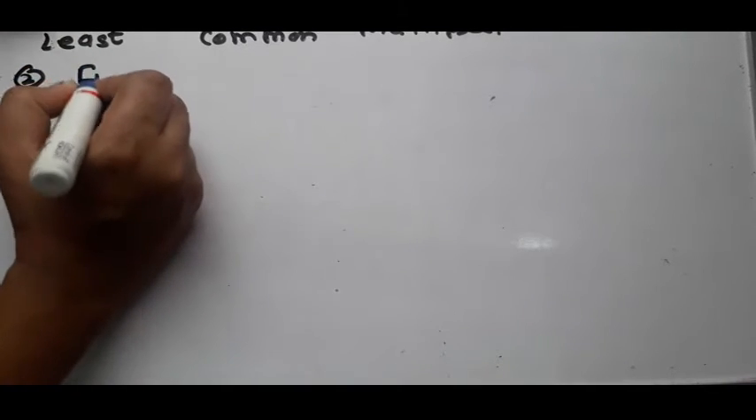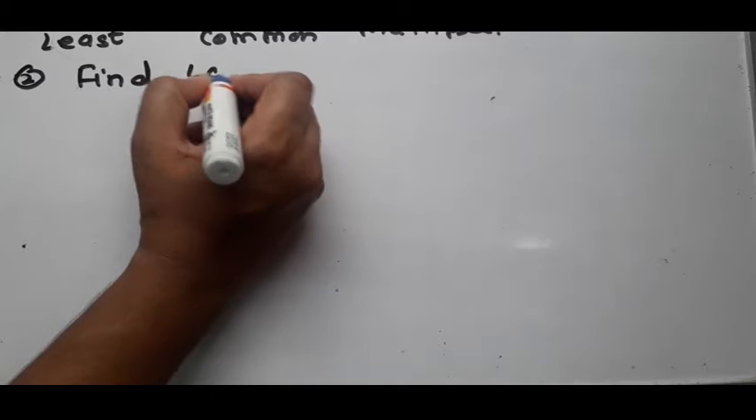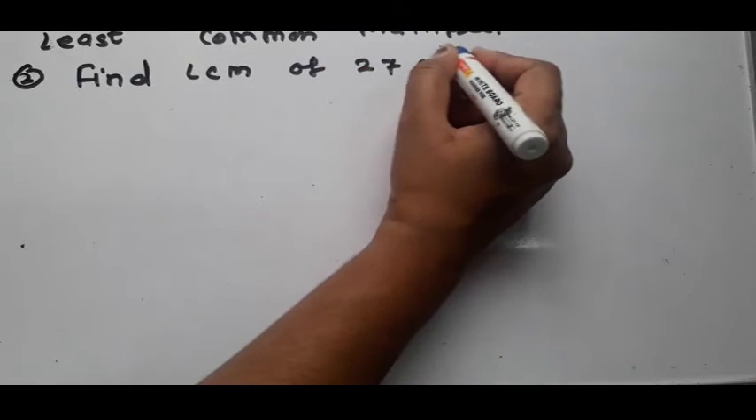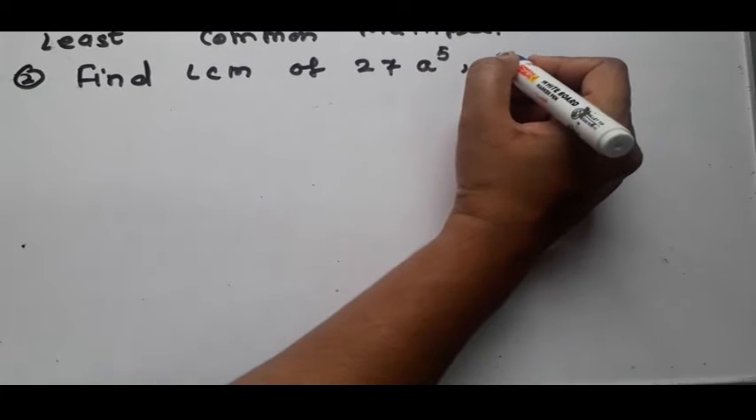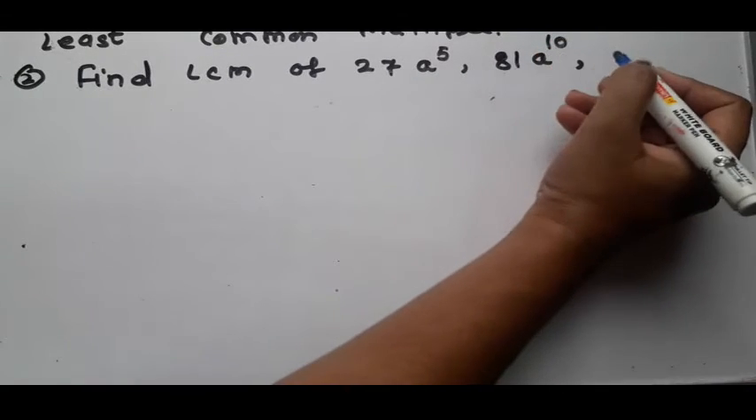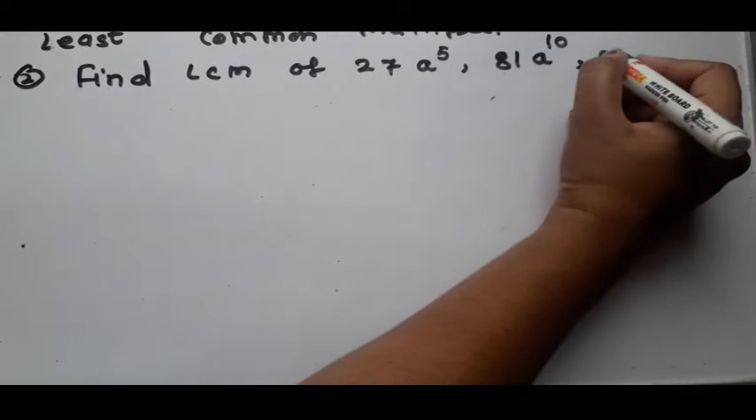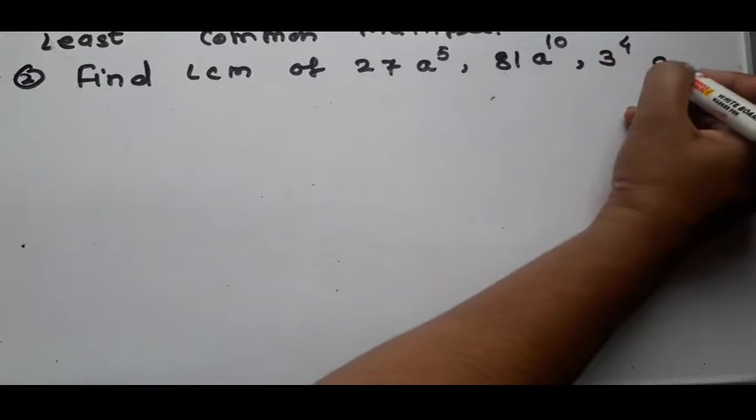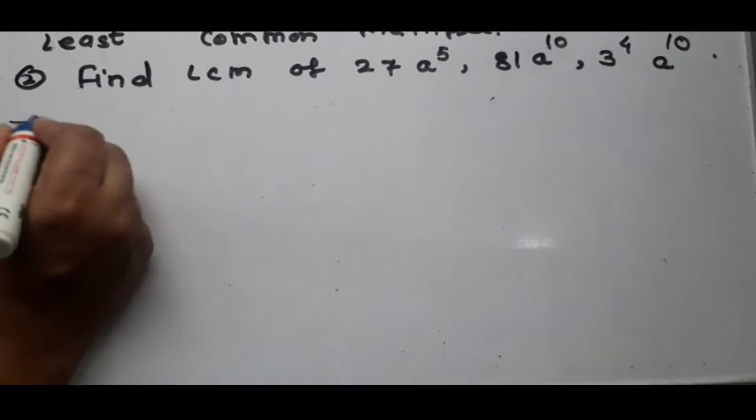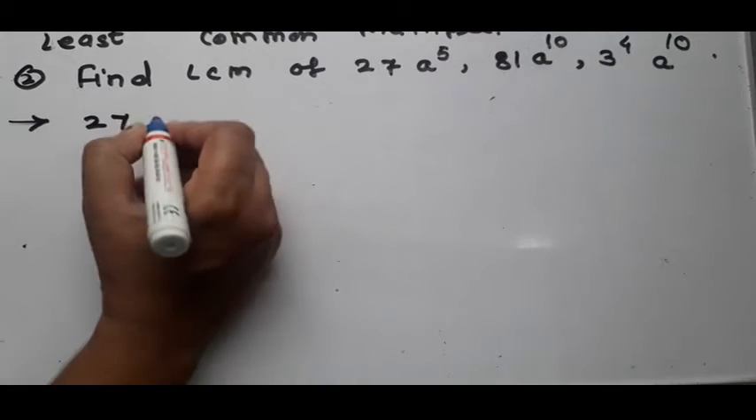Find the LCM of 27 a raised to 5, 81 a raised to 10 and 3 raised to 4 a raised to 10. Okay, how to find the LCM of these three numbers? We will write it one by one.